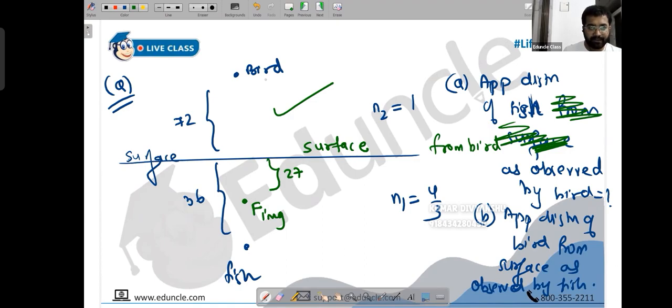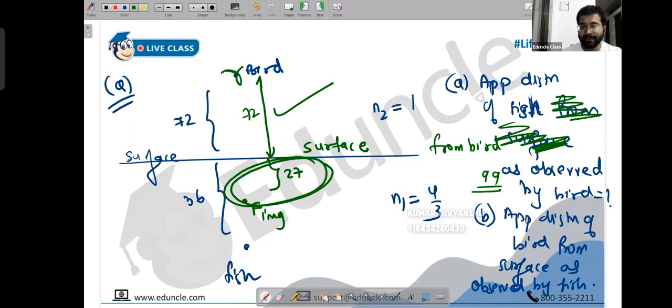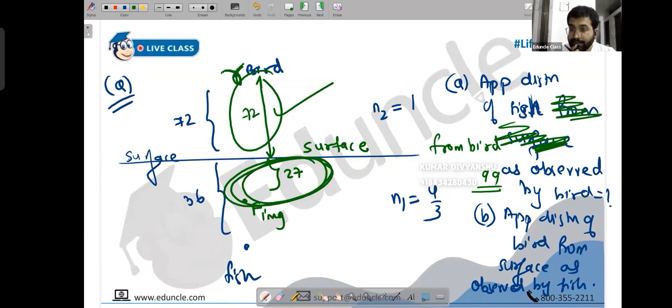So what is the distance of bird and surface? It's 72. So what is the apparent distance of fish as observed by bird, people? 72 plus 27. Answer is 99. Is this understood? Tell me if not, please. This is the apparent position, 27 from surface, but bird is here. So for the bird, how much is the distance? 72 from the surface and 27 from the water. So for the bird, fish is at a distance of 27 plus 72, which is 99. Any doubts? No, sir. Okay, let's move ahead.